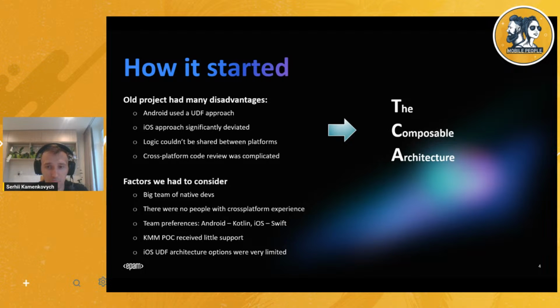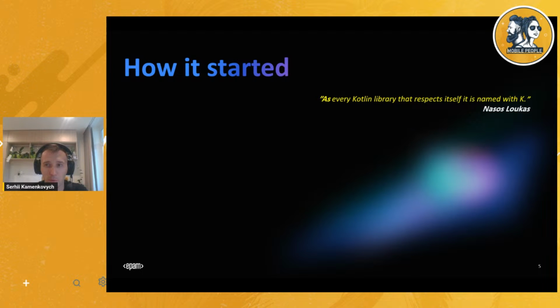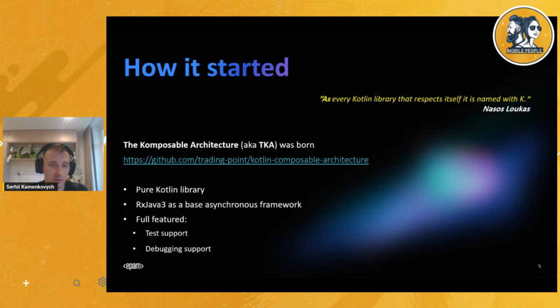Fortunately, we had one of the most extraordinary engineers I have personally met, who was so inspired by the TCA approach that he ported the library to Kotlin in just 4 weeks. And here is again the answer to all who found the mistake in the presentation name: as every Kotlin library that respects itself, it is named with K, and here's the author of the library. So that's how the composable architecture was born. It was written fully in Kotlin. It's public currently on GitHub. You can find it by the link.